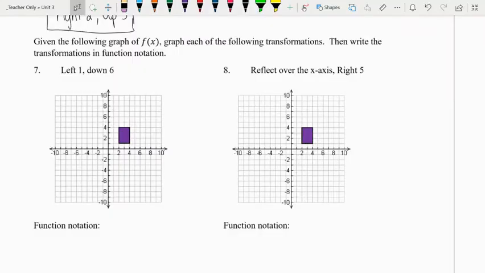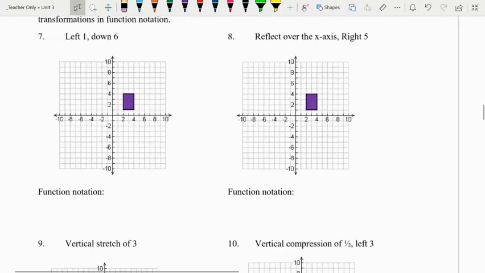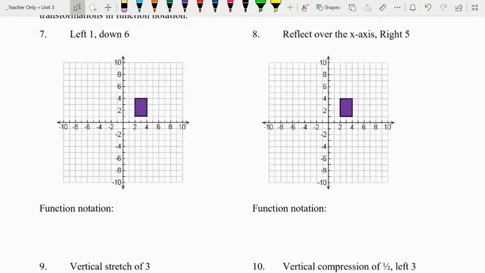So now we're given the following graph of f of x. Graph the following transformations, then write them in function notation. So let's focus on the graph for number 7. For this one, we are moving left 1 and down 6.